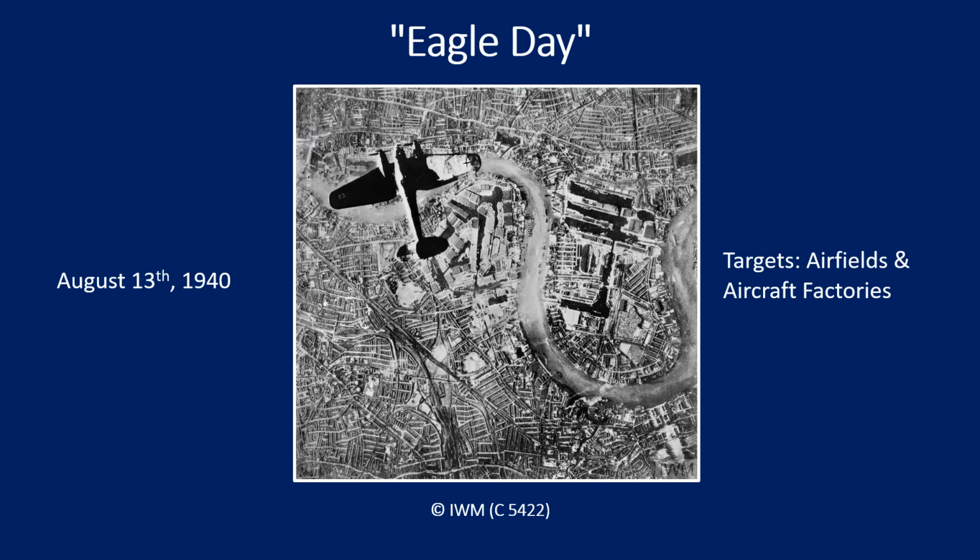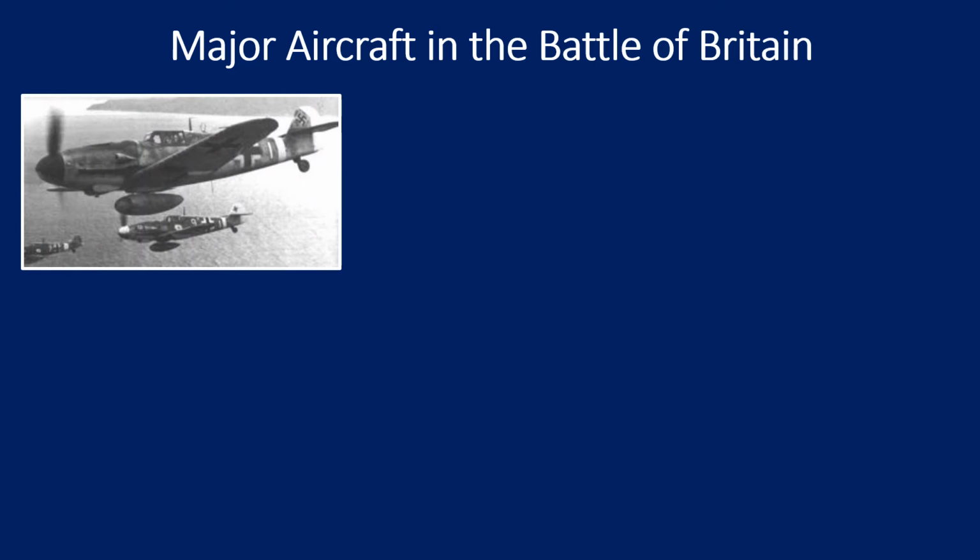Hermann Goering, chief of the Luftwaffe, ordered Eagle Day to commence on August 13th. Their targets were Royal Air Force airfields and aircraft factories in southeastern England. The Luftwaffe bombers required fighter support as they flew over Britain. The best fighter available at the time was the Messerschmitt Bf 109.